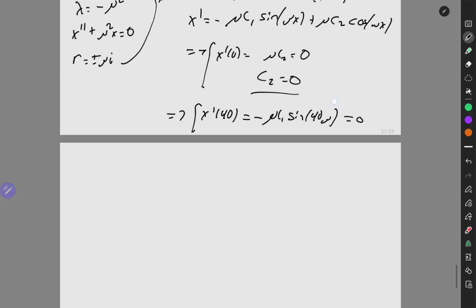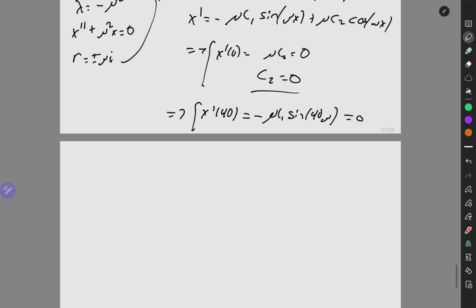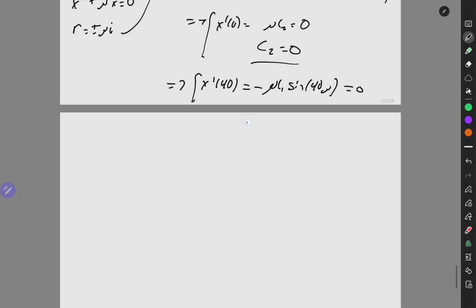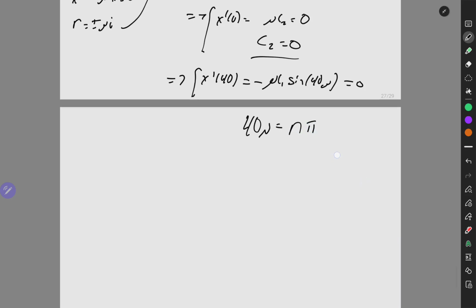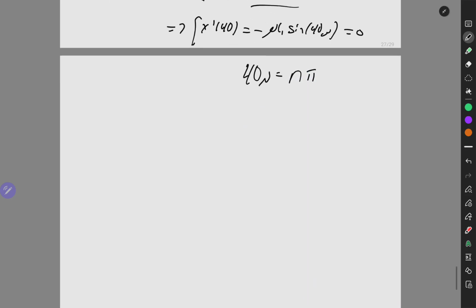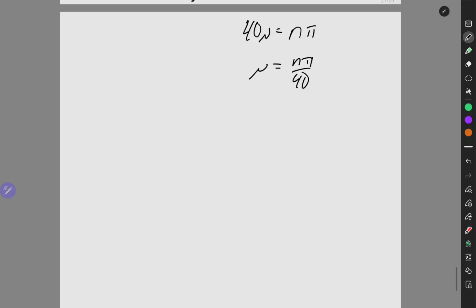Why? Because we know that this 40 mu can be rewritten as any n pi, because sine of n pi is going to be 0. So we're going to get a value for mu. It's not going to be 0. If it was 0, this would be trivial. Right, this is for sine. Any n pi, sine of n pi is 0. So then mu is equal to n pi over 40. We've been through all this before, right? You should know how to do this.